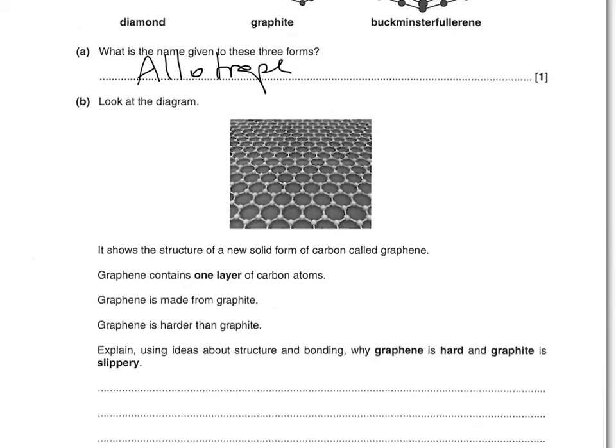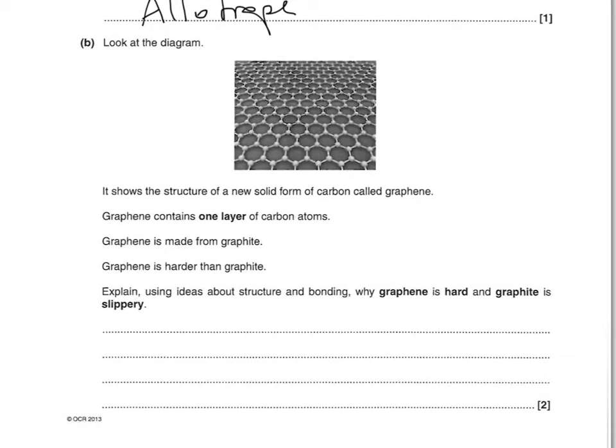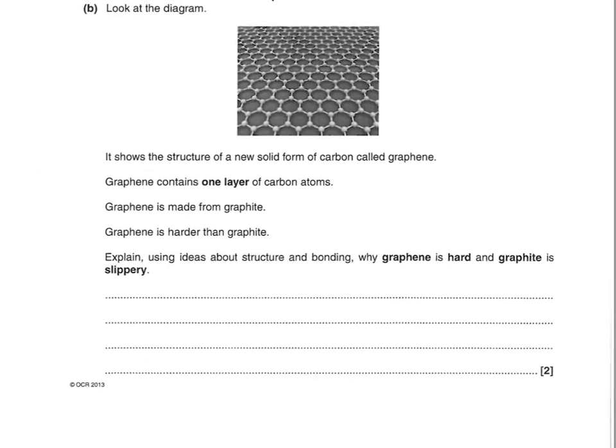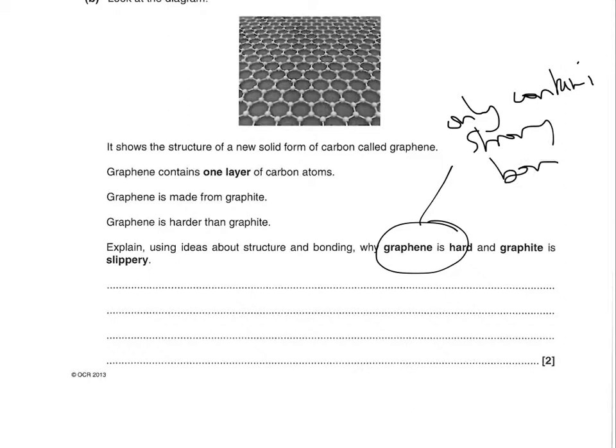Next question. Look at the diagram. It shows the structure of a new solid form of carbon called graphene. Graphene contains 1 layer of carbon atoms. Graphene is made from graphite, and graphene is harder than graphite. Explain using ideas about structure and bonding why graphene is hard and graphite is slippery. So the reason why graphene is hard is because it only contains strong bonds, whereas graphite, which is different, is slippery because it has weak forces between the layers.